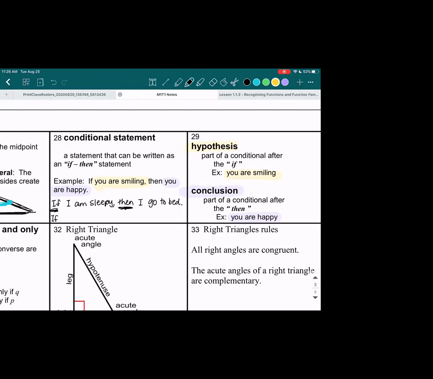If I am hungry, then I eat. So this is also a conditional statement just because it has if and because it has then. So yes, all you have to say is if something, then something, and it is a conditional statement. That's all there is to it.